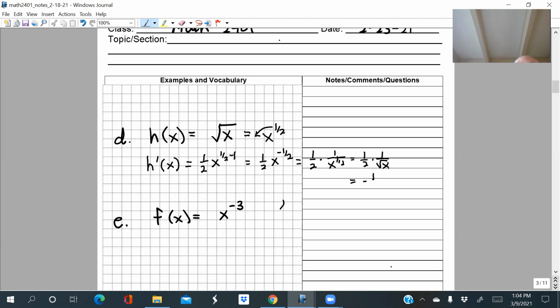And now you can multiply these two fractions together. So you get 1 over 2 times square root of x. Neat. There it is. The derivative of the square root function, interestingly enough, also involves the square root, but maybe not like what you would think. The derivative of square root of x is 1 over 2 times square root of x.